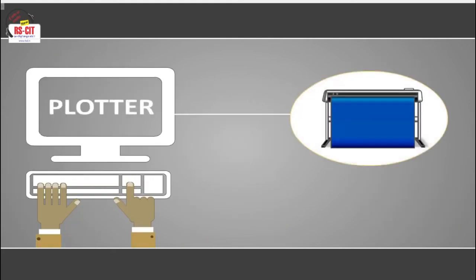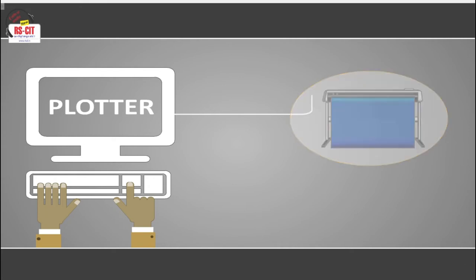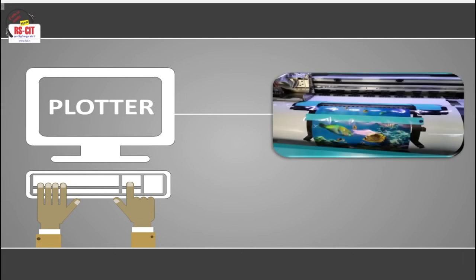Plotters are used to print high-quality vector graphics, that is, engineering drawings, building plans, circuit diagrams, etc., under the control of a computer. They use ink pens or inkjet to draw graphics or drawings. They are generally drum plotter and flatbed plotter. These print in black and white or color, and some handle paper up to 6 feet wide.